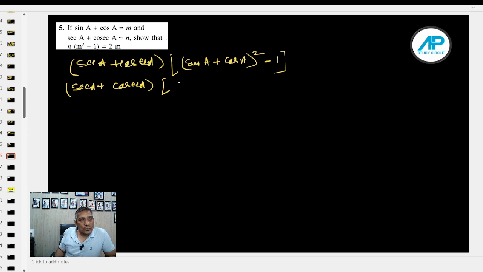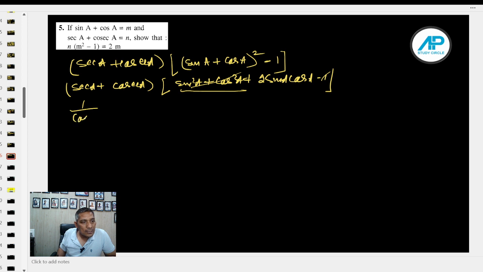So what best can I do? I can open the square. सो मैंने इसका स्क्वायर ओपन कर लिया. आप लोगों को इसका स्क्वायर अपने मन में तुरंत बोलते रहना चाहिए. I can see this is 1, so this is all cancelled out.